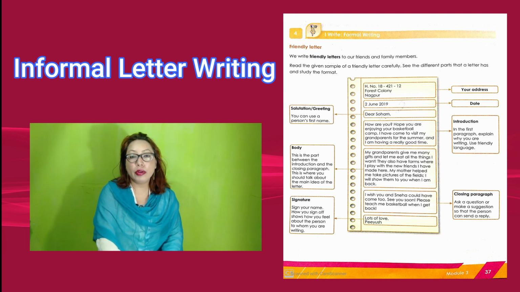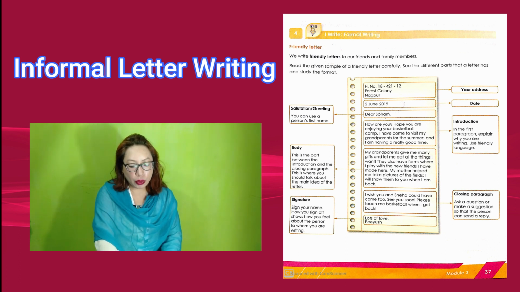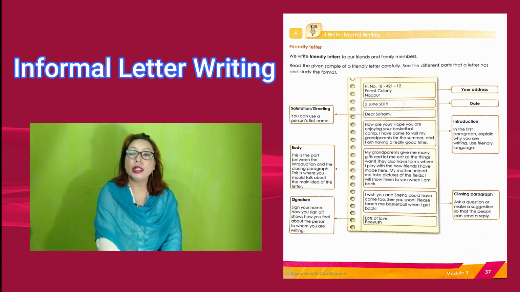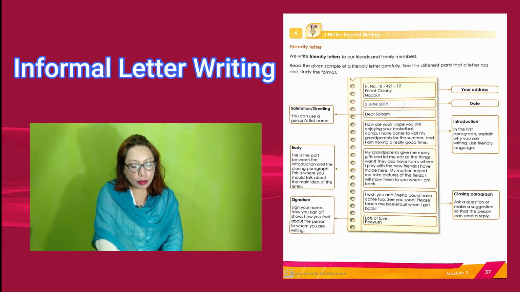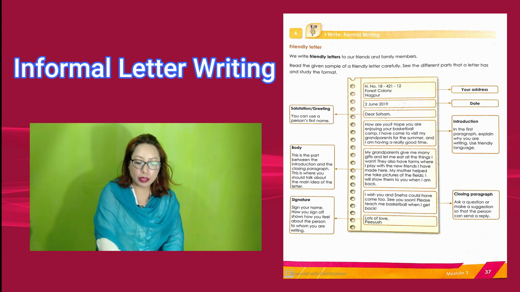Next, as I have already mentioned to you, the next one is the introduction part, wherein you are going to write why you are writing that letter. Just a short introduction with a friendly language. What has been written here? How are you? Hope you are enjoying your basketball camp. I have come to visit my grandparents for the summer, and I am having a really good time. So this is just an introduction.